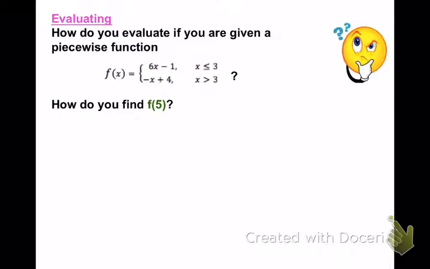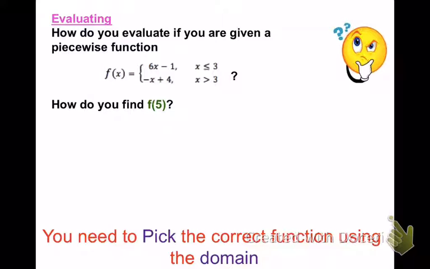Now, when it comes to evaluating a piecewise function, so when we have a function like the one given to us right here, how do we find f of 5? So when I plug in f of 5, you need to pick the correct function using the domain, meaning I want to find f of 5, and I have to use one of these two to tell me, do I pick the top one or the bottom one? So based off of this, is 5 less than or equal to 3, or is 5 greater than 3? And the answer should be 5 is greater than 3, which means I need to use the bottom function.